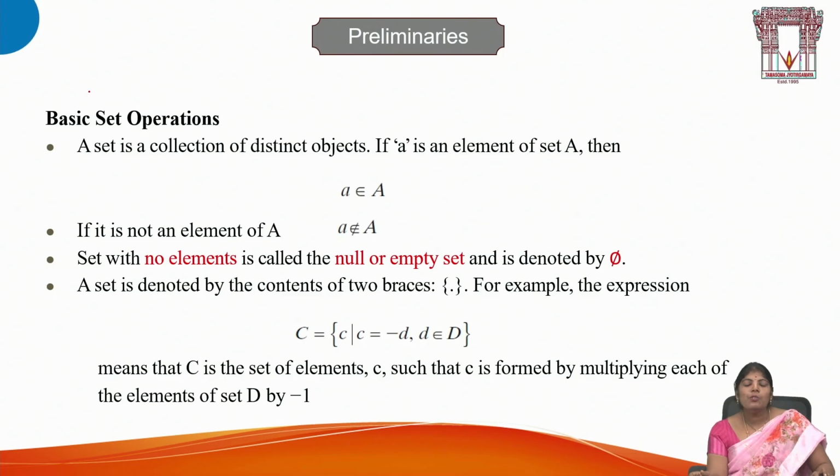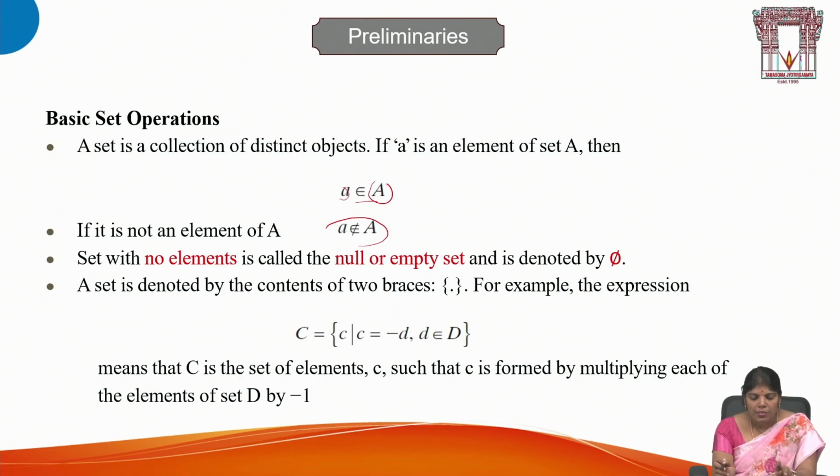We'll also learn some properties of set theory. You can see the screen. Set theory: a set is a collection of distinct objects. If small a is an element of set A, then small a belongs to capital A. A is a set and small a is an element which belongs to A. If a does not belong to A, you can represent it with this notation. A set with no elements is the null or empty set, which we denote by phi.